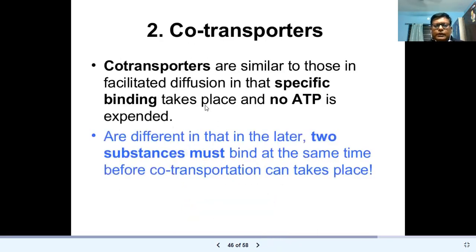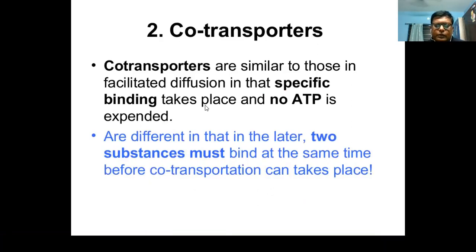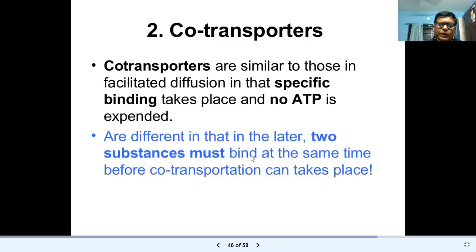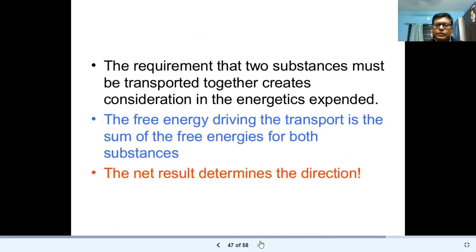Co-transporters are similar to those of facilitated diffusion. Specific binding takes place, and no ATP is required. The different types of substance must bind at the same time before co-transport can take place. This requirement that two substances must be transported together creates a consideration in energetic expenditure. The free energy driving the transporter is the sum of the free energies for both substances. The net result determines the direction.